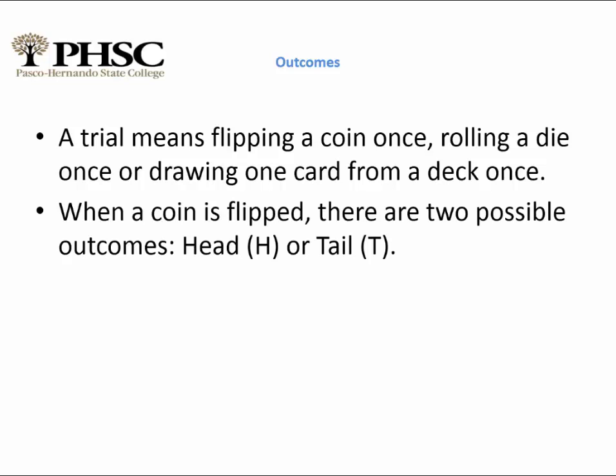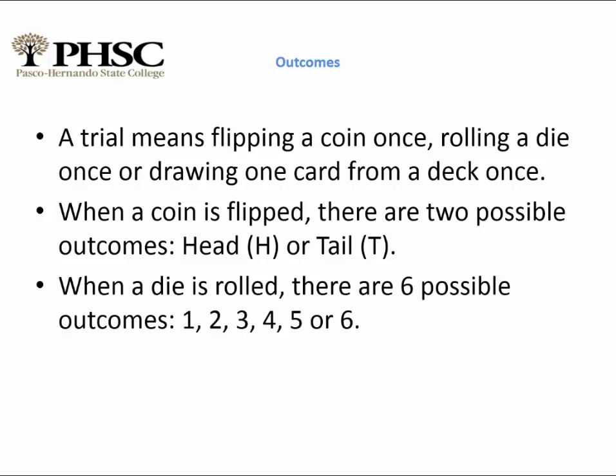If I flip a coin, there are two possibilities, or two outcomes, right? I can either get heads or I can get tails. When I roll a die, there are 6 possibilities, or 6 outcomes. I can roll a 1, 2, 3, 4, 5, or 6.